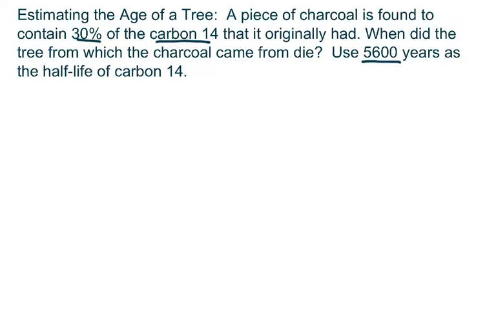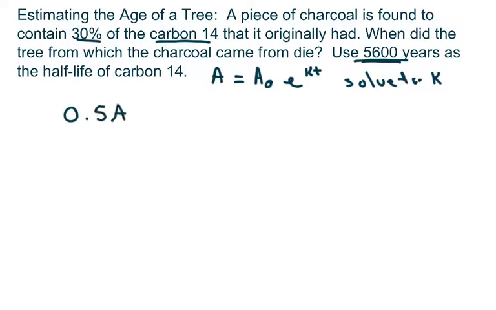Okay, and we're going to use our formula: A, our final amount, equals our initial amount, e raised to the K times T power. The first thing we're going to do is solve for K, and we're going to use this half-life number here. Since it's the half-life, you're going to use 0.5A, so it's half of whatever that is.